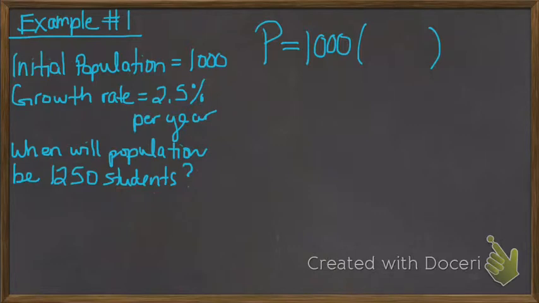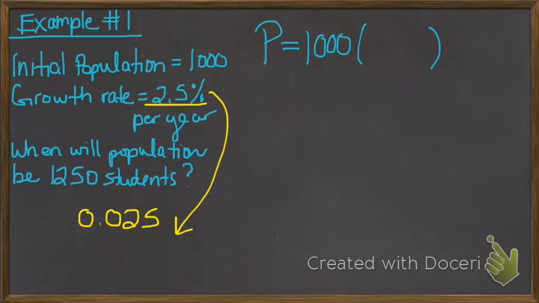Well, the growth rate is 2.5% a year, but we have to change this around a little bit. So I'm going to highlight 2.5%, just with an arrow down here. First thing you have to do is express that as a decimal. 2.5% as a decimal is 0.025. Make sure you're not writing 0.25. That's a common mistake. Divide a percent by 100. That's how you get to a decimal.